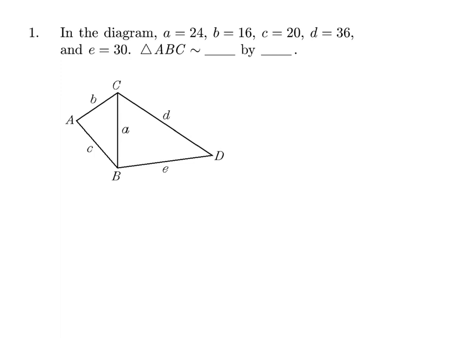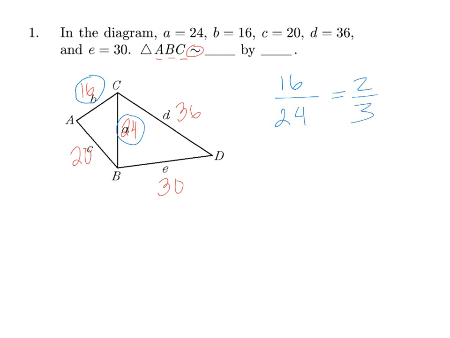Alright, for this problem we want to make sure to label the diagram. Here we have 24, then we have 16, then we have 20, 36, and 30. Alright, so we want to write a similarity statement here. So I have to find what corresponds to A, B, and C. Okay, so I'm going to go with the shortest side from the small triangle over the shortest side for the big triangle. So that reduces to 2/3.